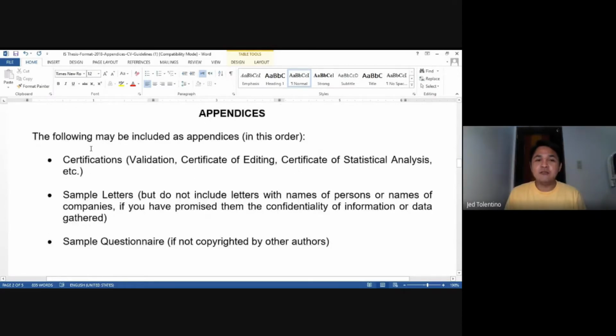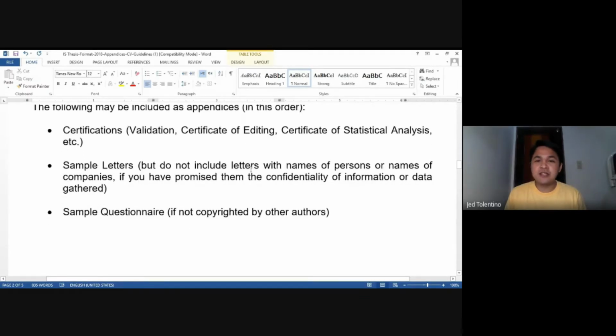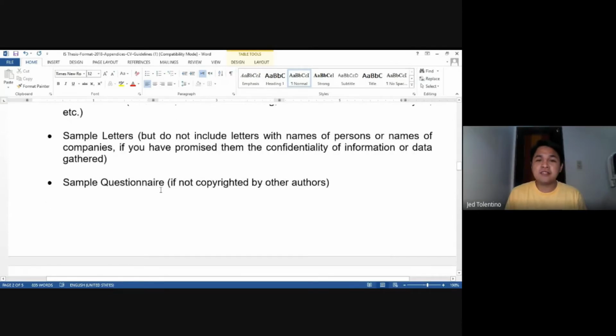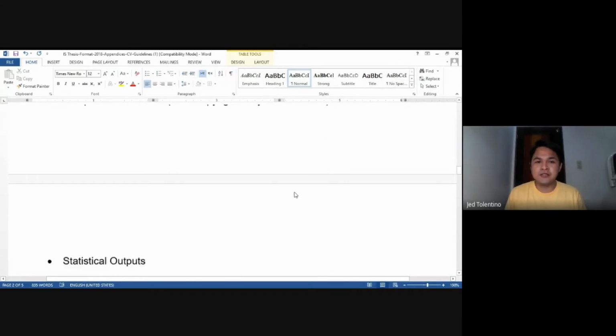Appendices. The following may be included as appendices in this order. For certifications, dapat kasama dyan yung mga validation, certificate of editing, certificate of statistical analysis, and etc. Kasama din dito yung certificate of grammar. For sample letters, but do not include letters with the names of persons or names of companies if you have promised them the confidentiality of information or data gathered. Sample questionnaires if not copyrighted by other authors.